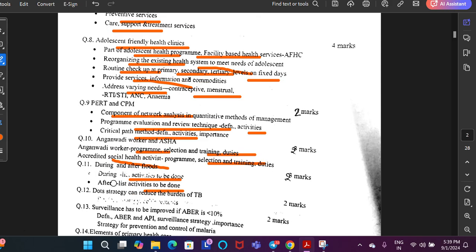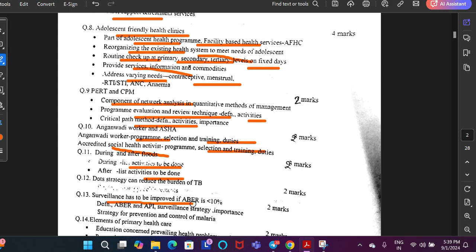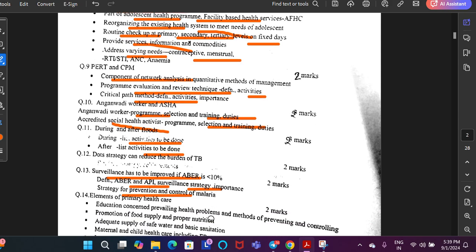DOTS strategy can reduce the burden of tuberculosis. DOTS strategy you should read separately. DOTS is directly observed treatment, short course. It is very effective if it is properly implemented and the TB load will be reduced. Surveillance has to be imposed if ABR is less. Annual blood examination rate is less than 10 per thousand population in a malaria area. ABR and the API surveillance strategy are important strategies for prevention and control of malaria.